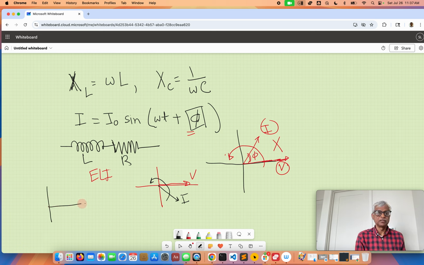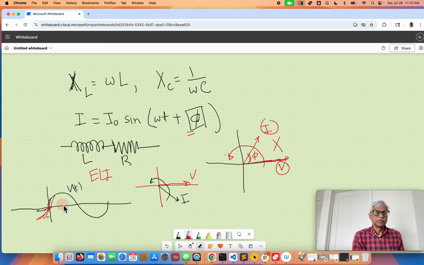So in a plot, if this was the voltage plot, and you kind of continue this backward, the peak of the current will be, you can see, at t equal to 0 it's a little bit like this.